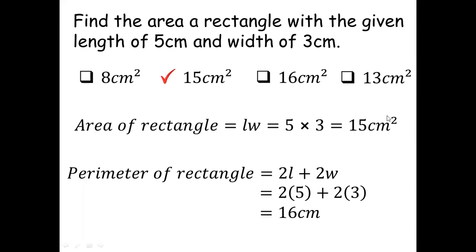Keep in mind, area will be written in square units, whereas perimeter will only be written with a single unit. So this is the formula, and this is how you calculate the perimeter of a rectangle when the length and the width are given. Right, so let's move to the next question.